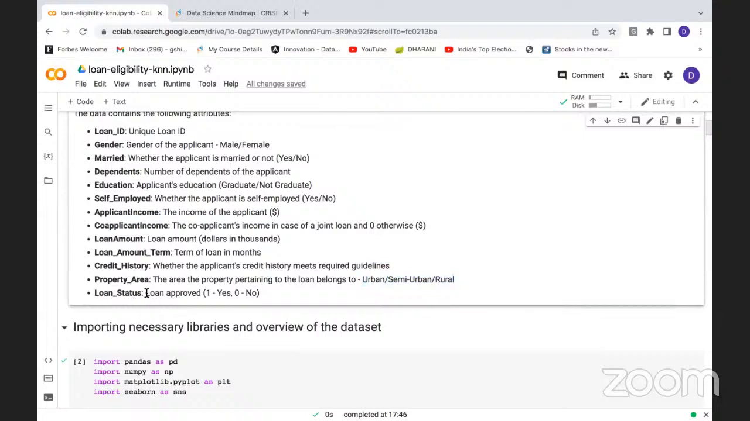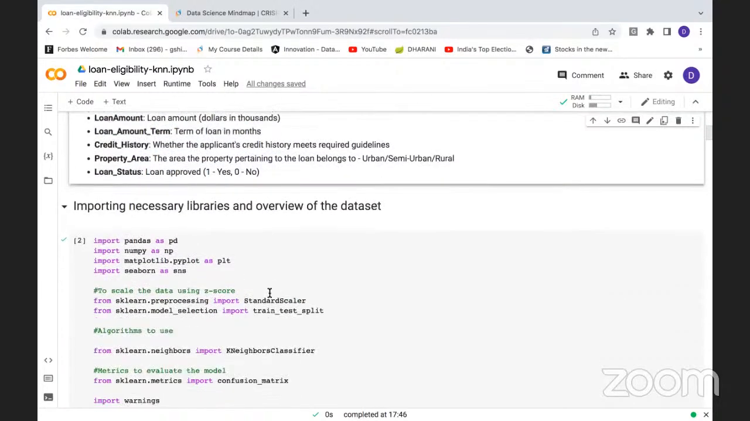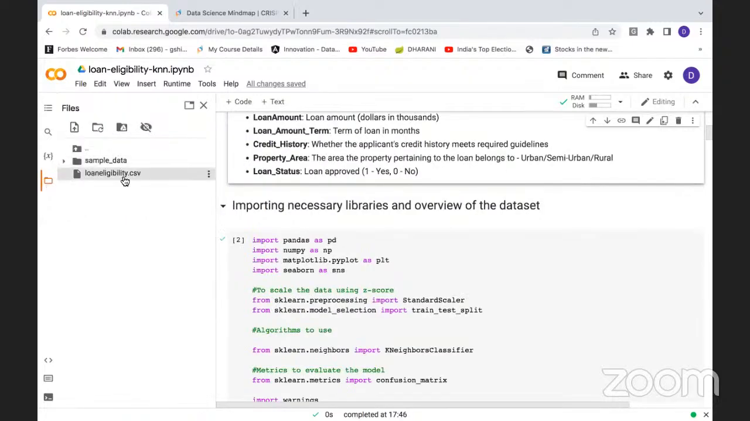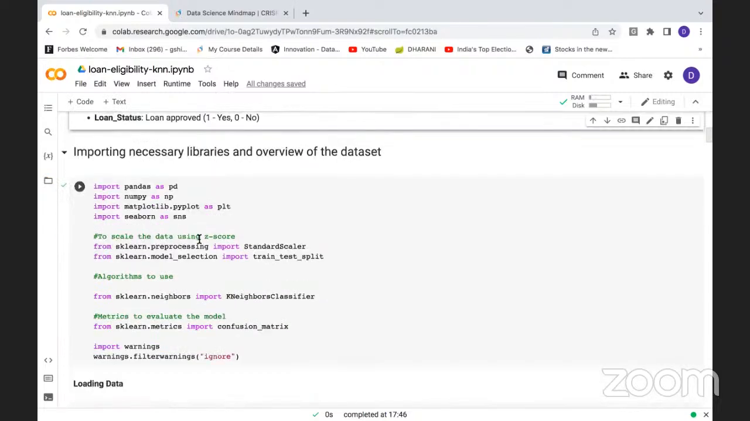You have to decide loan approved or loan not approved. So given these details of a person, you should decide whether the loan is approved or not. You have built a prediction model, you have collected the historic data. So I have collected the data here and loaded it, the loan eligibility data set. Here, let us understand.